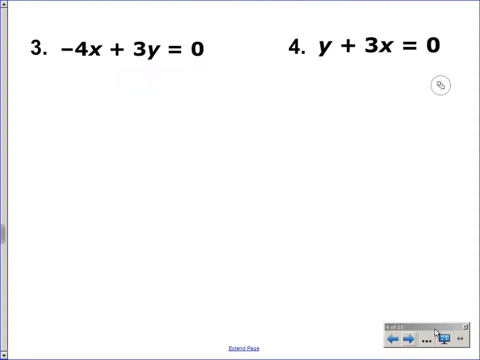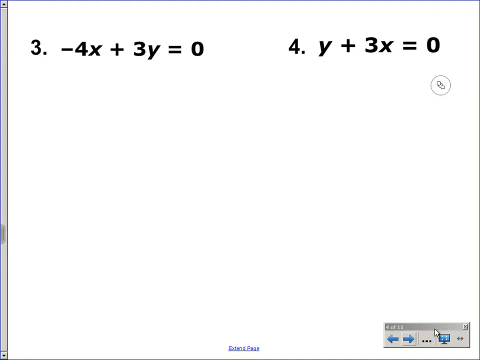Okay, so now we're going to try these two and determine if they're direct variations or not, and then also decide what the k value would be. So what I would like you to do is please pause the video and try it, and then unpause the video and watch me do the work.